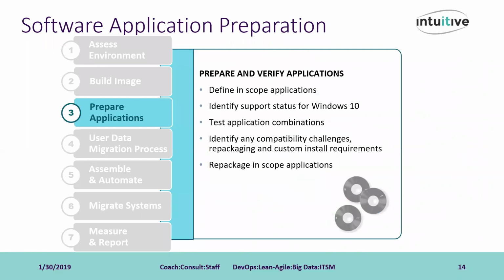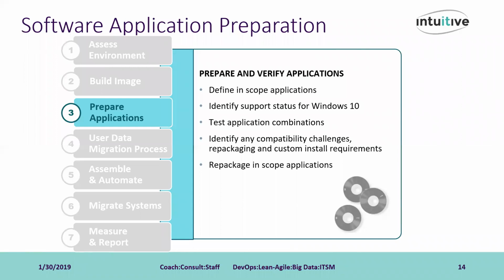Okay, software application preparation. So the next step here in our migration project is preparing the software applications. This can be a particularly difficult phase to manage depending on the number of applications currently running in the environment. So we tend to take a holistic approach when looking at the software apps and how they'll impact the Windows 10 migration project. Defining a scope of applications that will be included as part of the migration is key and one of the first steps we follow.